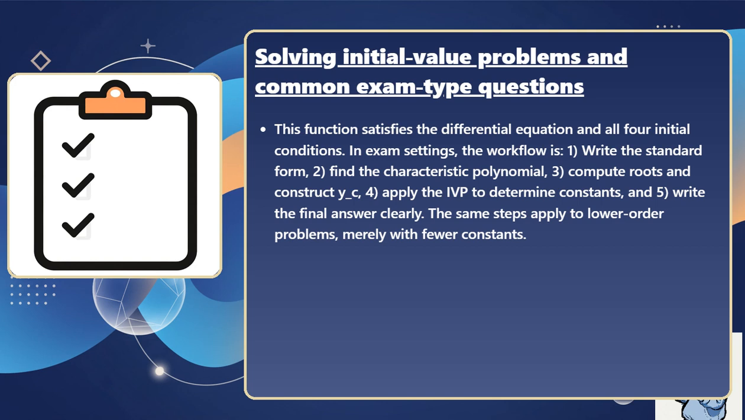In exam settings, the workflow is: 1. Write the standard form. 2. Find the characteristic polynomial. 3. Compute roots and construct y_c. 4. Apply the initial value problem to determine constants. And 5. Write the final answer clearly. The same steps apply to lower order problems, merely with fewer constants.